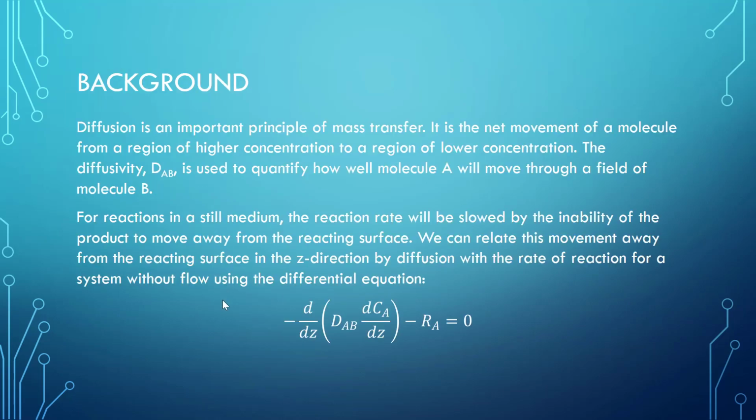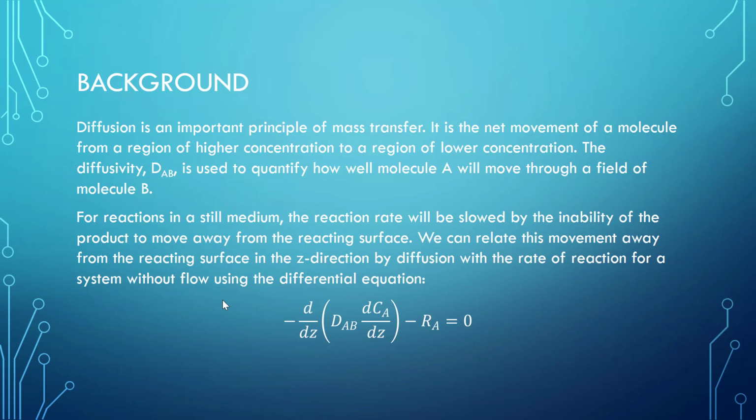Now, for the problem we're going to look at today, I wanted to look at mass transfer. Diffusion is a key concept behind mass transfer. It is a quantification of the net movement of a molecule from a region of high concentration towards a region of low concentration. And we quantify how well this happens using a diffusivity. So it's D sub AB, and it says how well molecule A moves through molecule B.